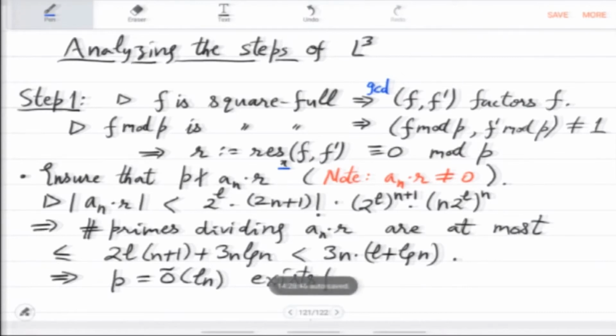Note that a_n times R is non-zero to begin with. a_n is obviously non-zero because the degree of f was n. R is non-zero because f is assumed to be square free.